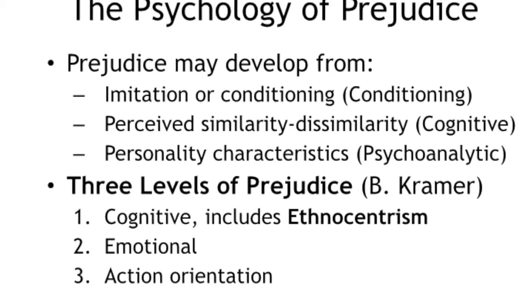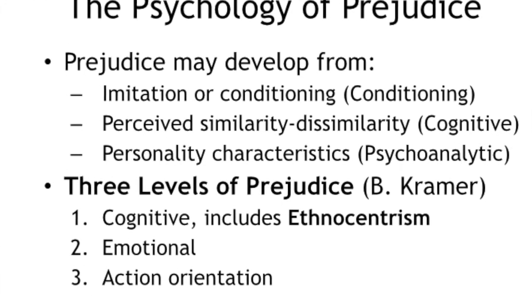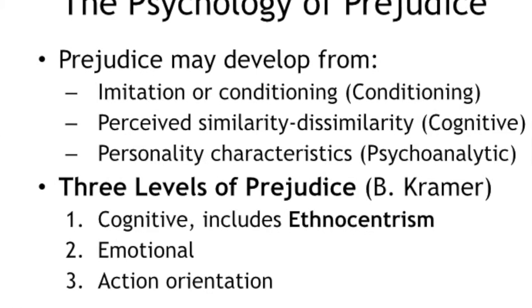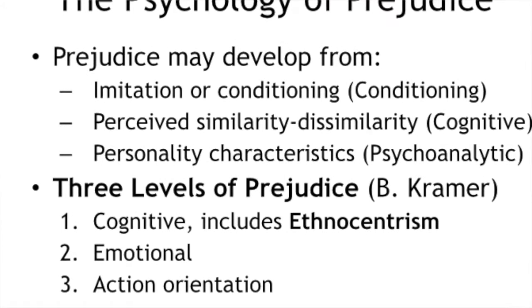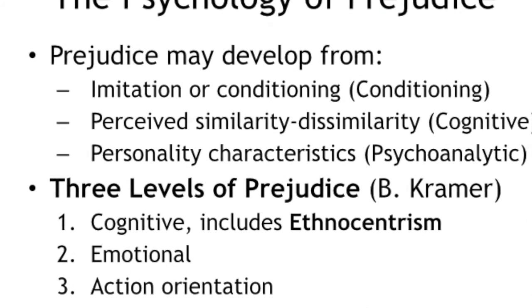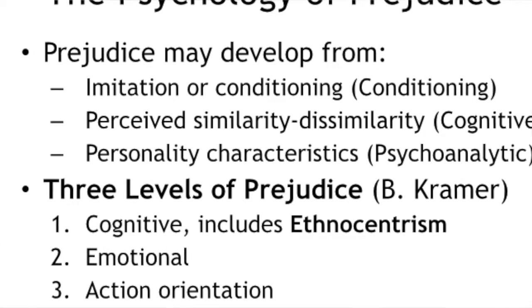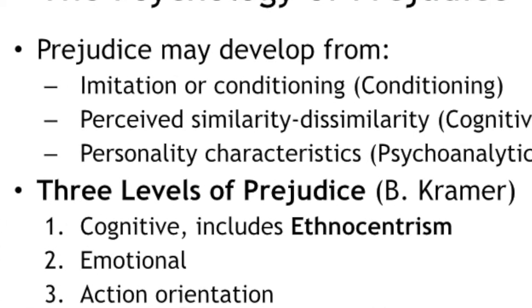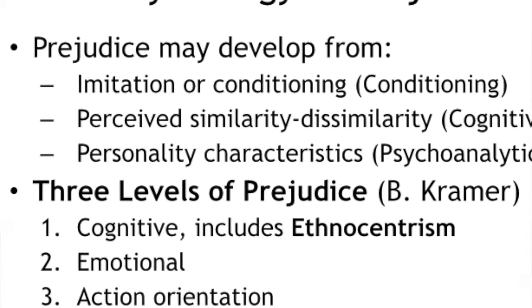When it comes to the emotional level, that deals with the feelings that arise when you see someone else. Do they raise feelings of anxiety, of fear, of anger? That's what the emotional deals with, our reaction to people. The third is action orientation. Now, this one is tricky because this doesn't deal with what you actually do, but what is your predisposition to do. Are you willing to help someone of a different group than you, of different ethnic background, religious? That's what action orientation deals with, just your disposition to do something.